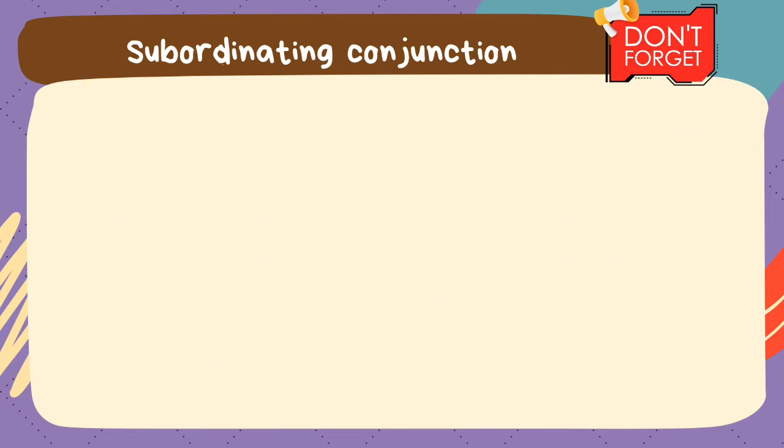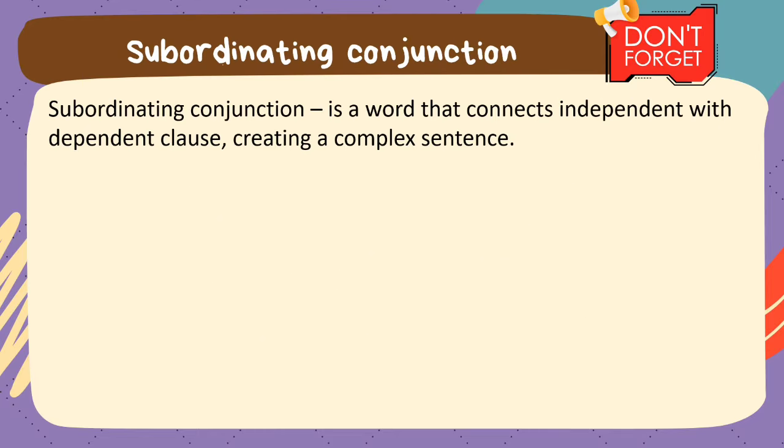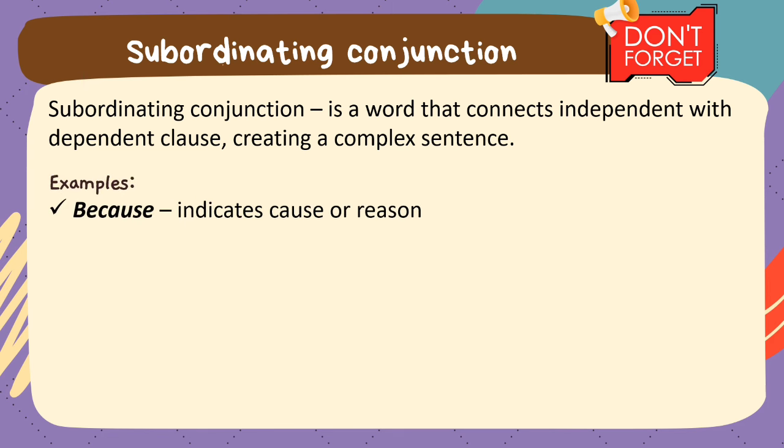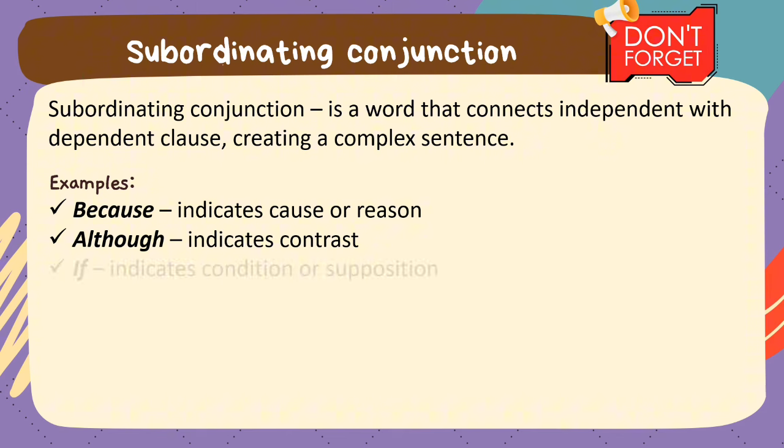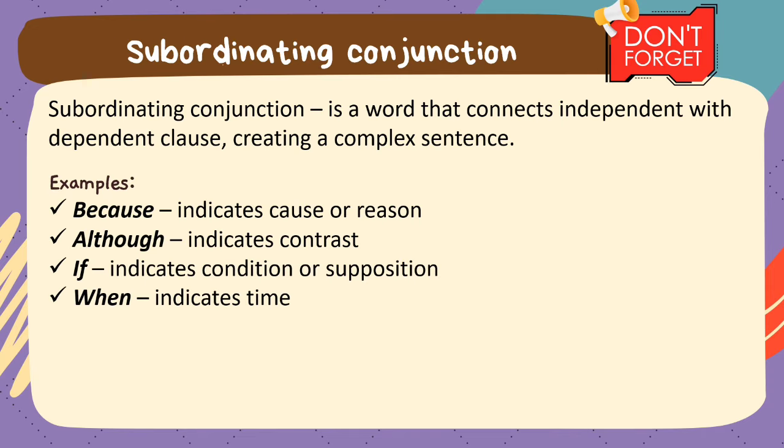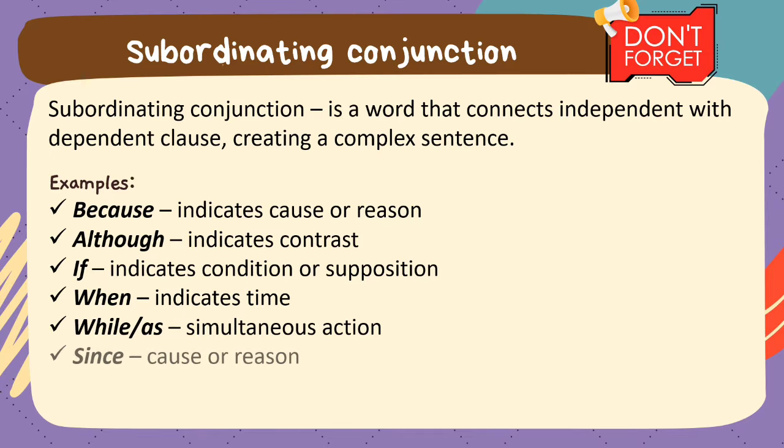Complex sentences use subordinating conjunctions. A subordinating conjunction is a word that connects an independent clause with a dependent clause, creating a complex sentence. Examples: because indicates cause or reason, although indicates contrast, if indicates condition or supposition, when indicates time, while or as indicates simultaneous action, since indicates cause or reason.